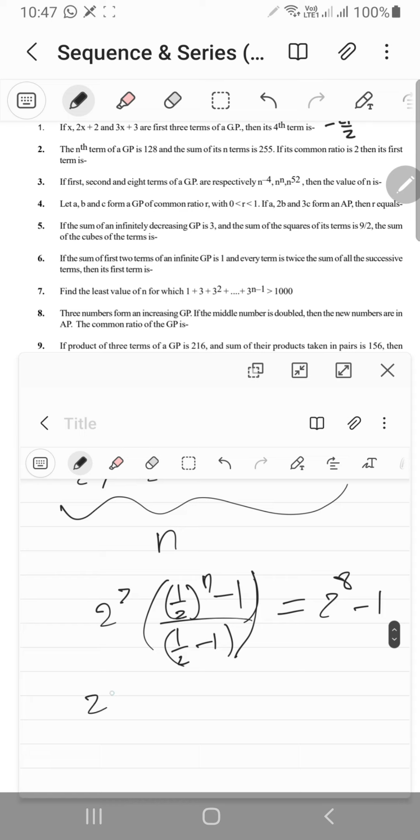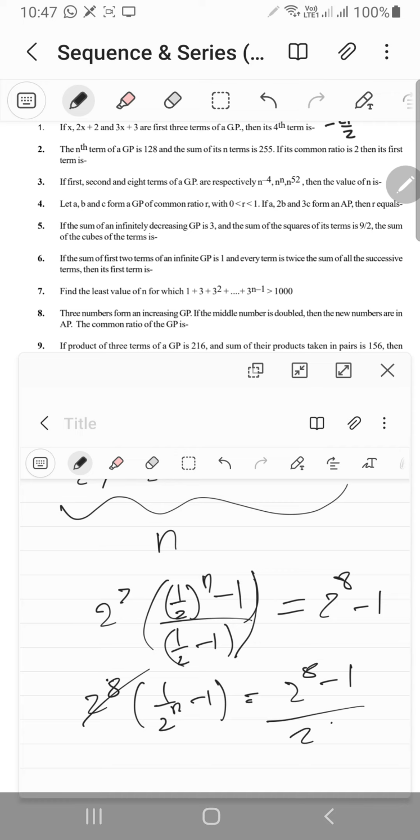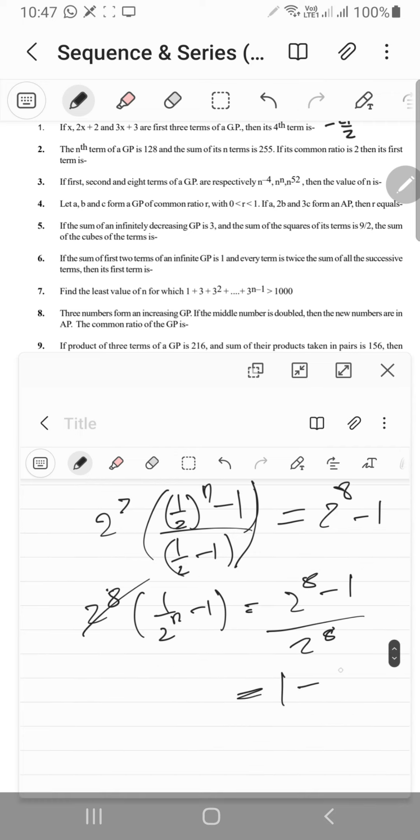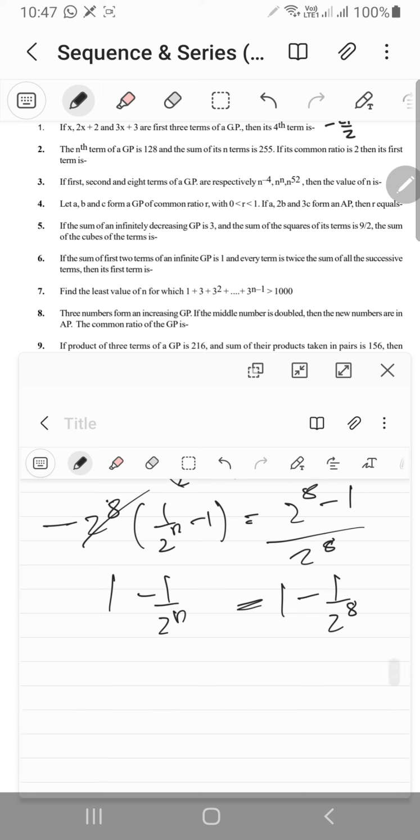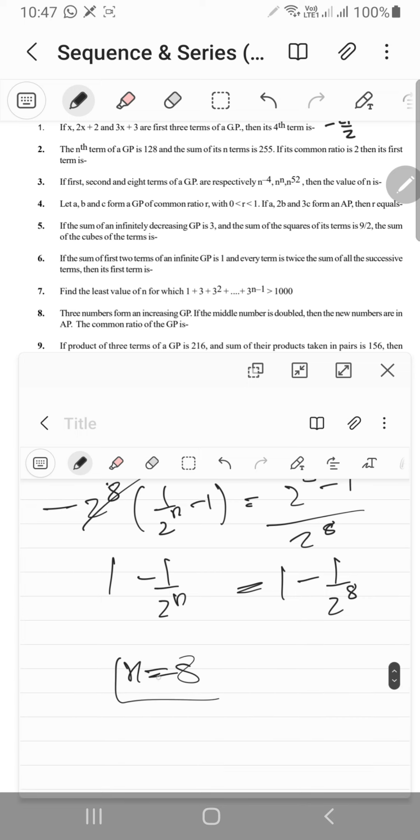Right, this will be 2 power 7. This is just 1/2, right? And that's going to be 2 power 8 over there. So 2 power 8 into 1 upon 2 power n minus 1 is 2 power 8 minus 1. Divide this thing by 2 power 8, and that will be 1 minus 1 upon 2 power 8. Oh, this should be negative over there. So this would be negative. Yeah, and that will just be 1 minus 1 upon 2 power n. So clearly n is 8.